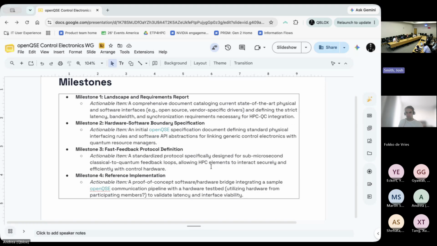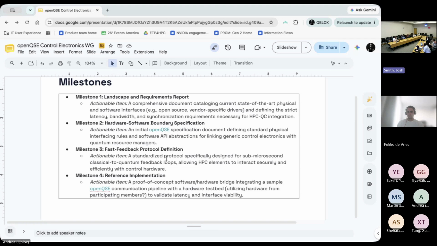Okay, so what I'm thinking here is once we have this mapping of the state of the art right now, then we have the boundary specs. This is more on the R&D planning. If we were to deploy this and integrate it with an HPC ecosystem, what would this look like? Based on the metrics that we define in milestone 1 and 2.